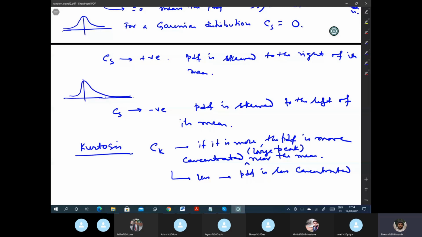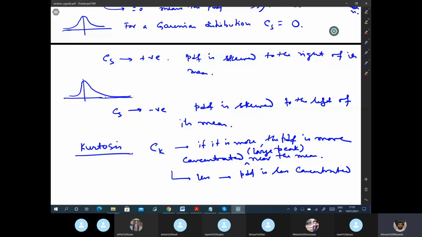Skewness is proportional to the third order moment. So it says if the PDF is skewed or not. If the PDF is skewed, the skewness will not be 0. If the PDF is not skewed, it is symmetrical. If skewness is positive, that means it is skewed over the right hand side of the mean. That means you can expect a long tail on the right hand side.